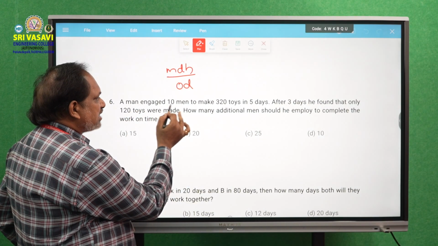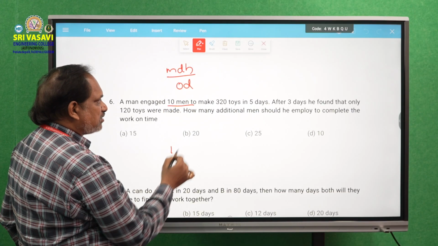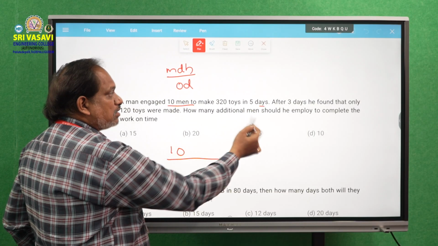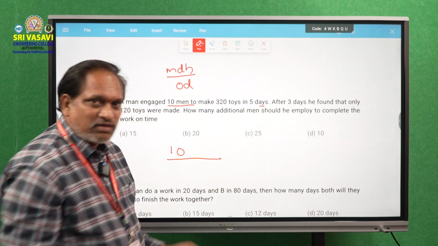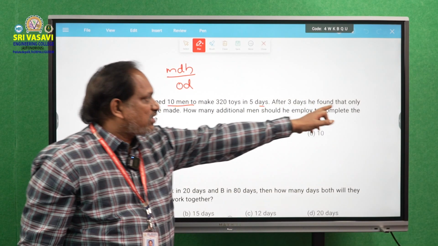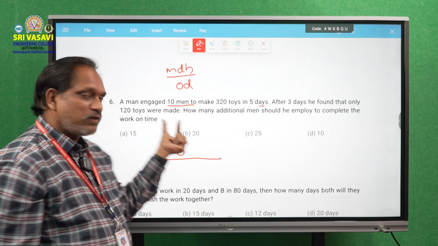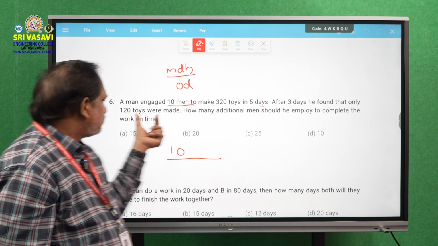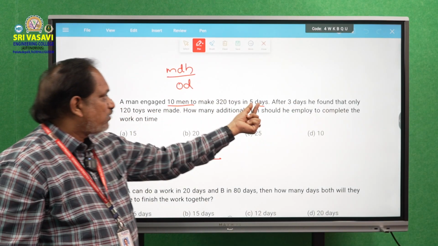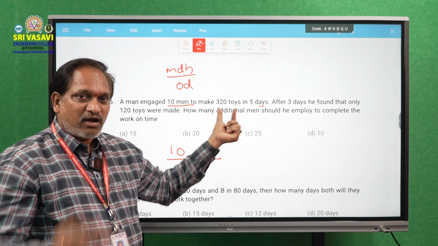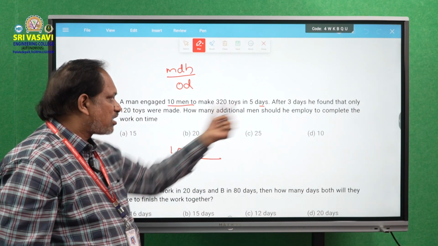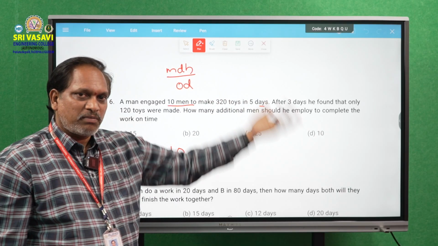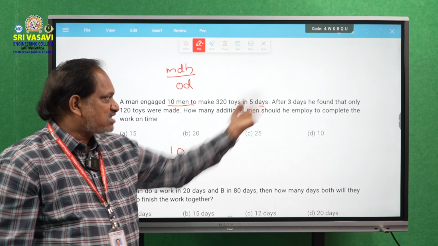See that man engaged 10 men, men means 10. How many toys? 320 toys. In how many days? 5 days. But in the middle of the work, we analyzed that after 3 days he found that only 120 toys were made. So in 3 days 120 toys, but actually in 5 days 320 toys. According to the same ratio, it is not at all possible to complete the work in time.